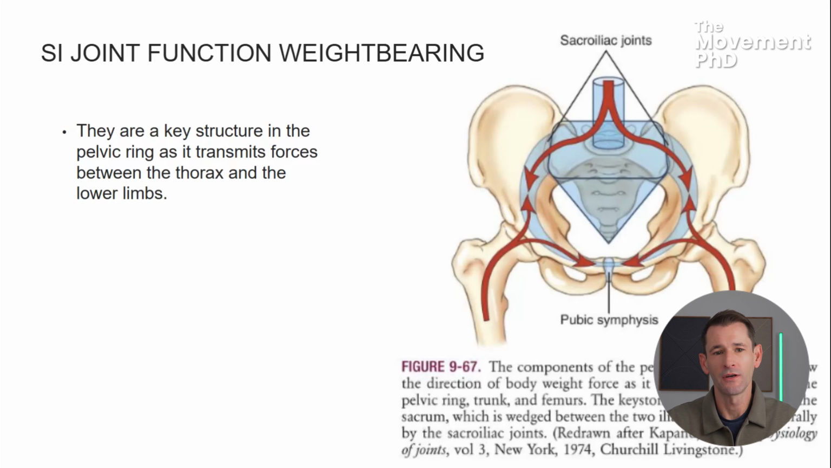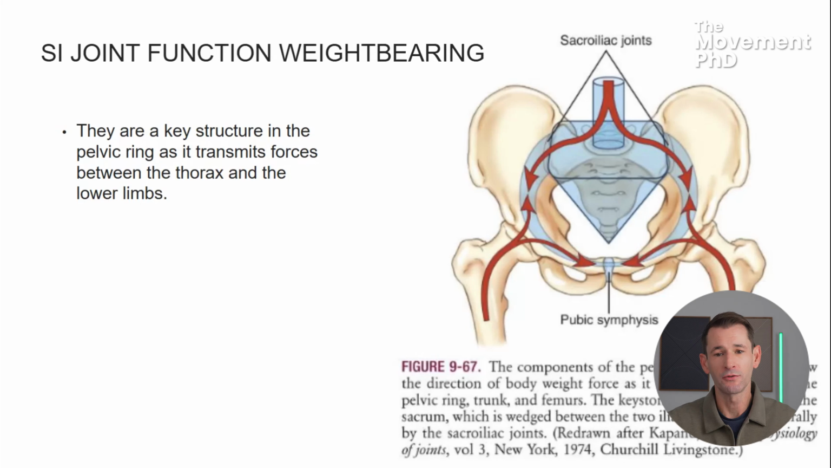As I mentioned earlier, that SI joint functions in weight bearing as a way to transmit forces between that upper extremity, so the axial skeleton plus the upper limbs, with those lower limbs. It's part of this pelvic ring structure, one of the two different joints of the pelvic ring, the pubic symphysis being the other joint within that pelvic ring.